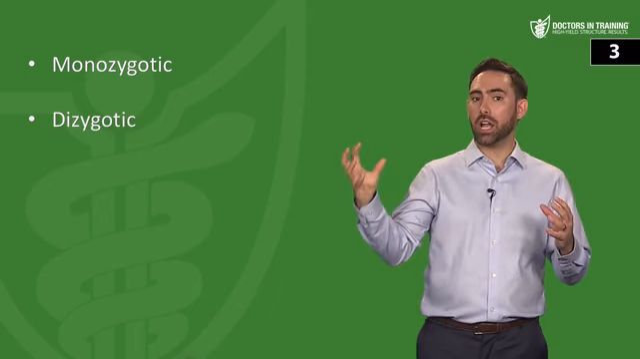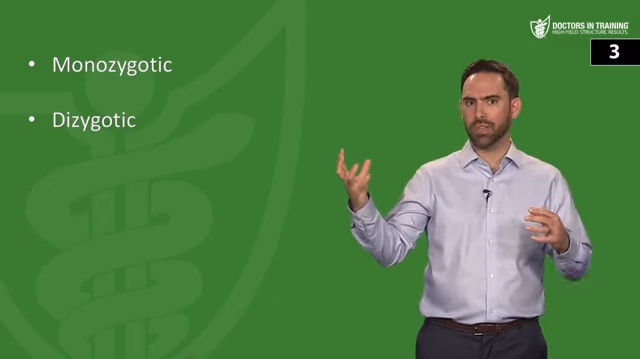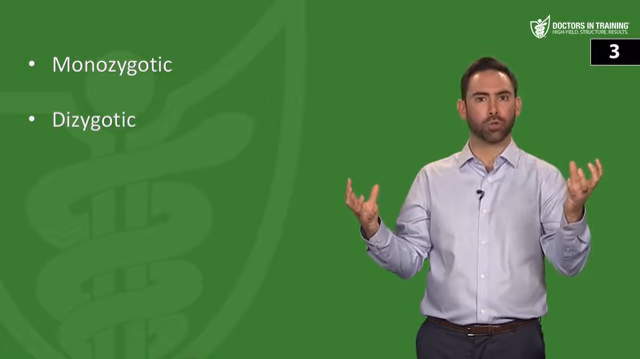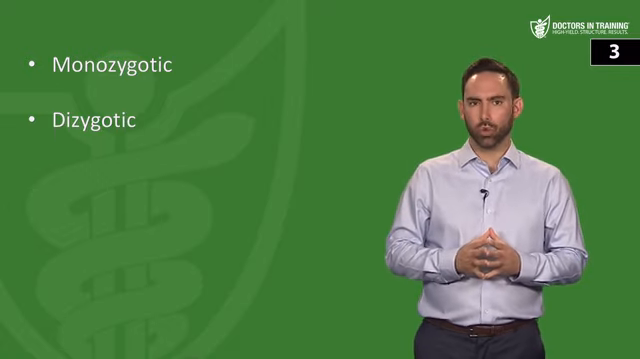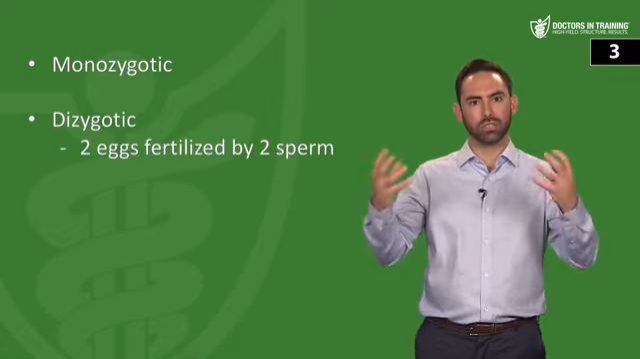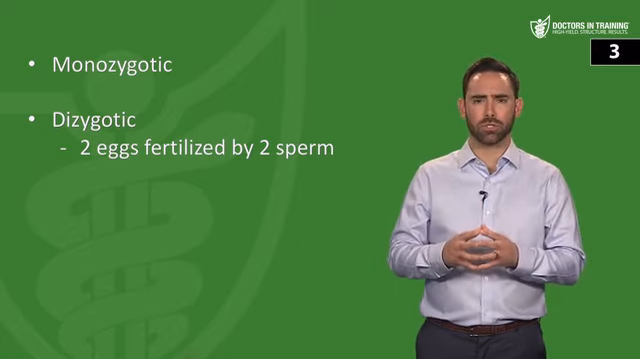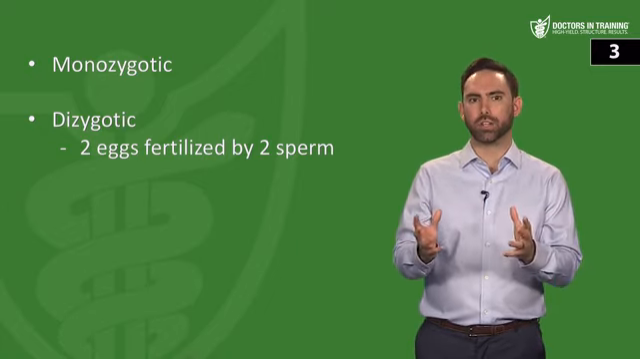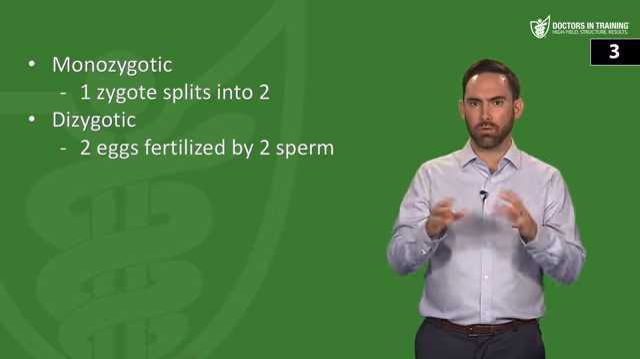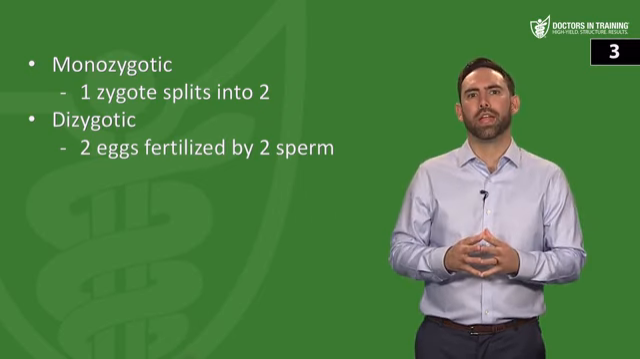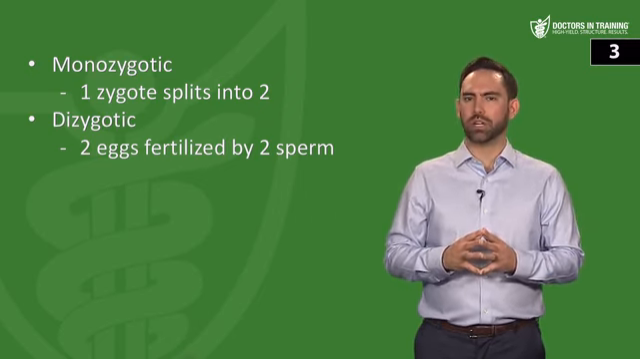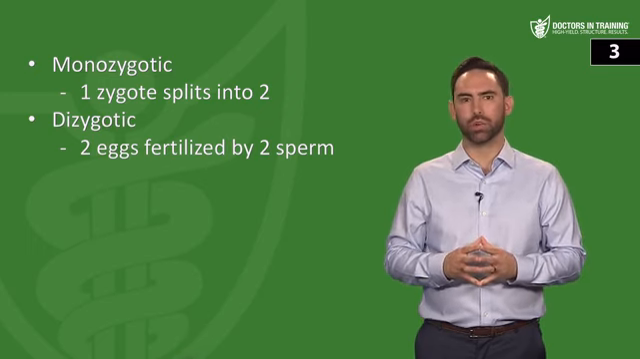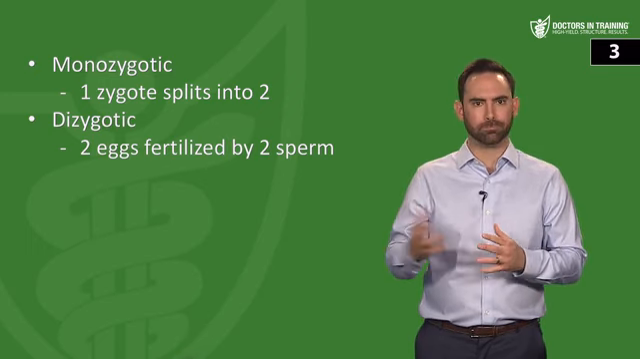Let's start with twinning. There are two major categories of twins: monozygotic, sometimes called identical, and dizygotic, or fraternal. Dizygotic twins occur when two eggs are released and fertilized by two different sperm. Monozygotic twins come from one zygote that splits into two. And the timing of the split matters because it determines how many chorions and amnions there will be.